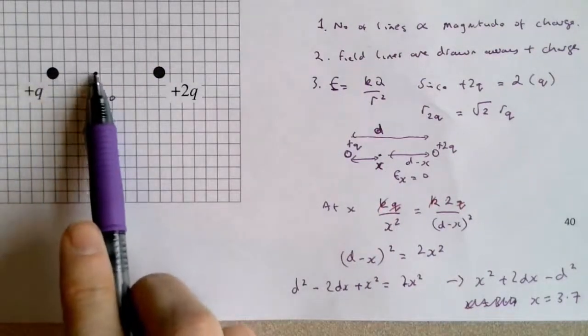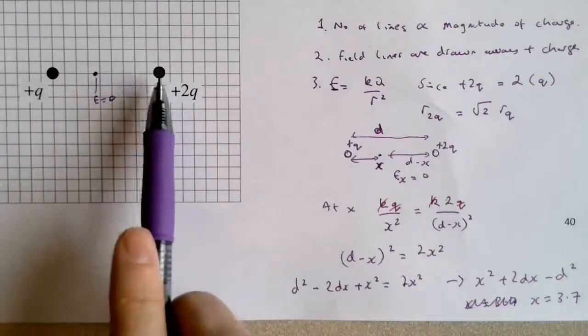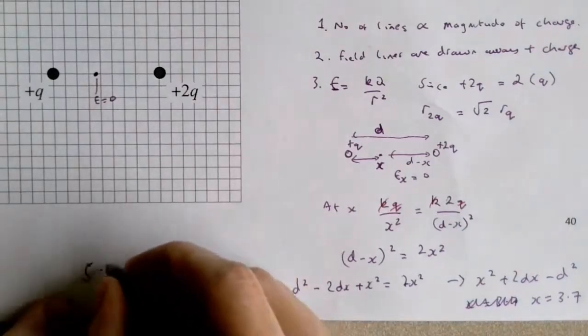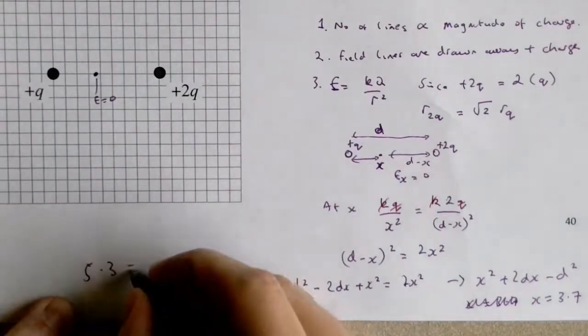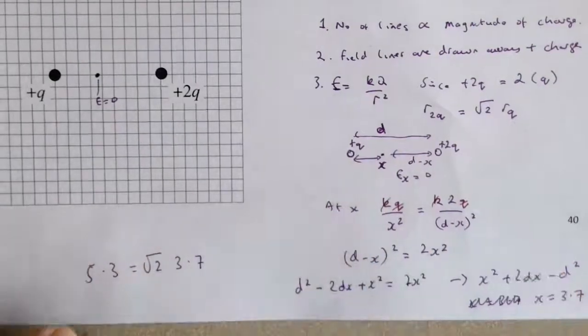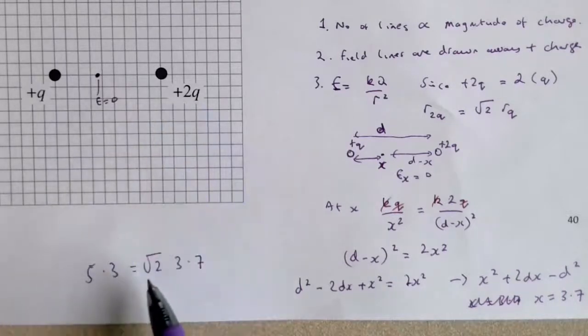That's 3.7 boxes from the plus Q, 5.3 boxes from the plus 2Q, and 5.3 is equal to root 2 times 3.7. So that's sort of come back to my original point, that the distance away from the plus 2Q has to be root 2 times the distance away from the plus Q for the field to be 0. Okay. So that's that piece.